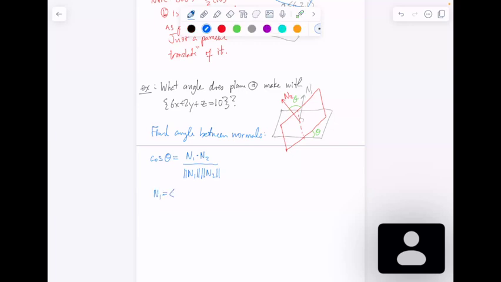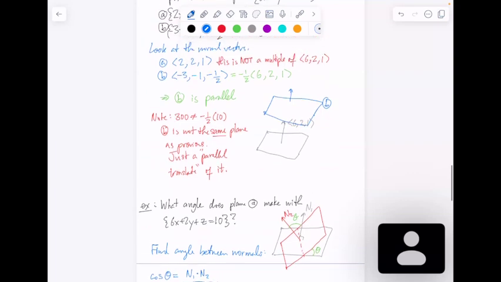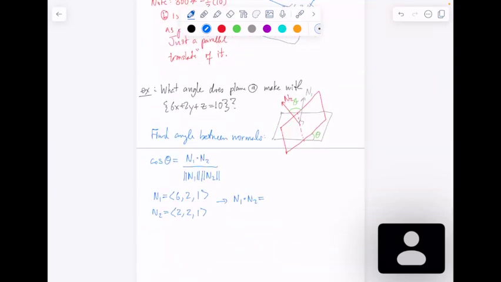So n1 is, well, I didn't label what these things are. Let's just call it the original, the one in gray. That's 6, 2, 1. N2 is going to be equal to 2, 2, 1. So what's n1 dot n2, anyone? I got 12, 4, 1. Well, 12 plus 4 plus 1. Remember the dot product has to be a scalar, so 17.